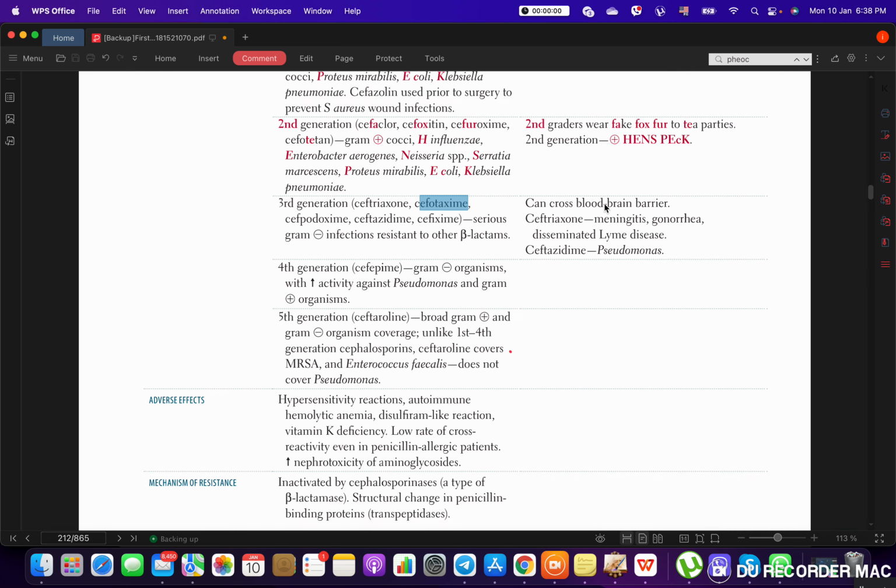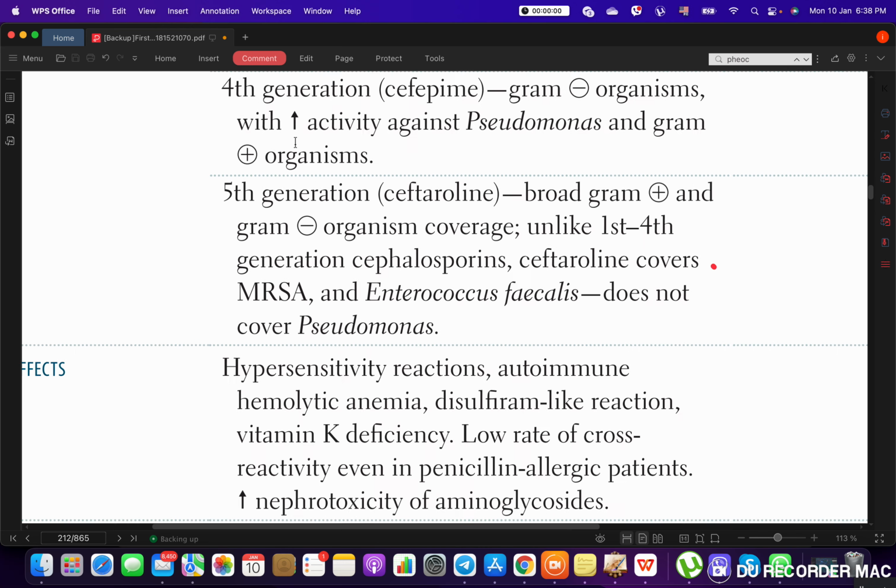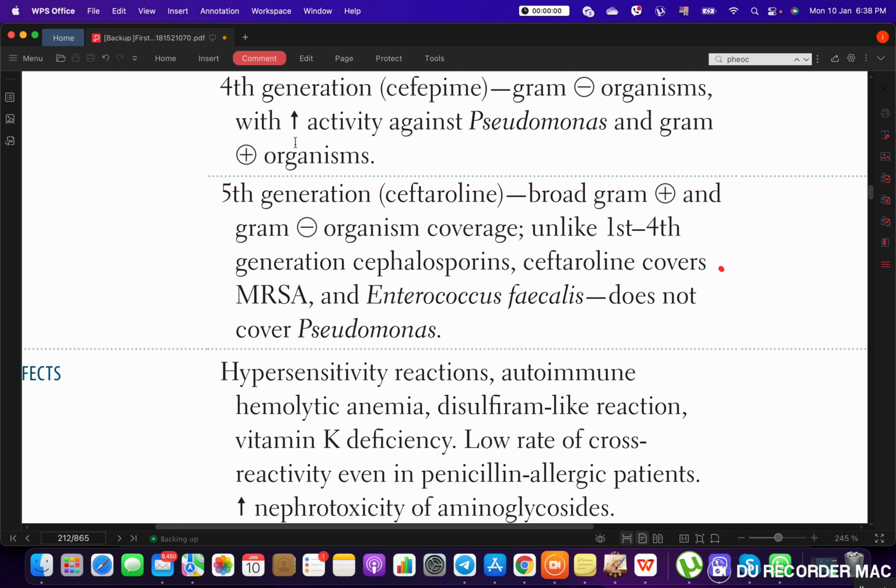Cefotaxime is oral. So the fourth generation works against gram-negative organisms mainly, with increased activity against Pseudomonas and the gram-positive. So it's an even wider type of action. Guys, since it's wider action, should we use it in everybody? I mean, it's a wide type of action. If you use it in everybody, you treat everybody. It seems like a good idea. Why not?